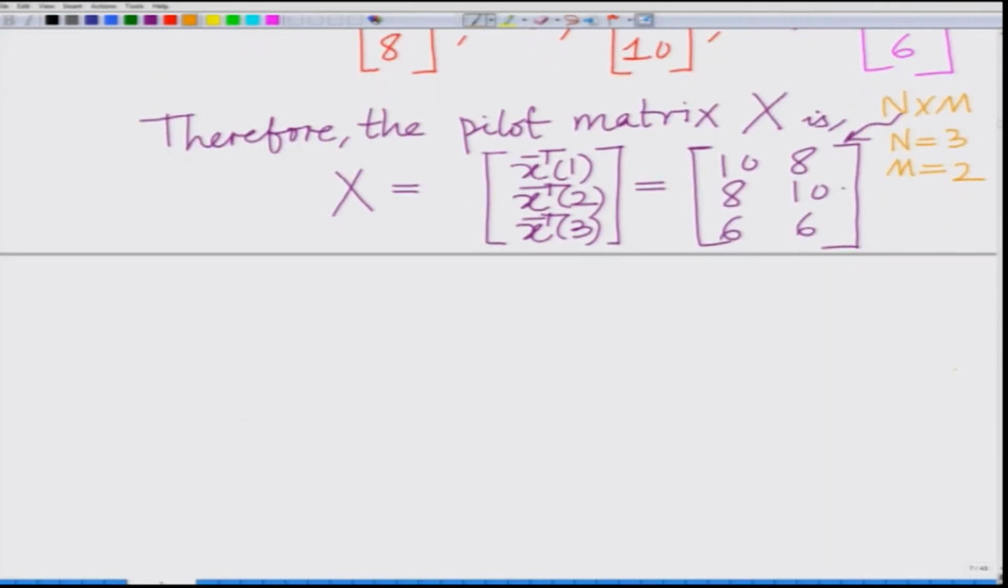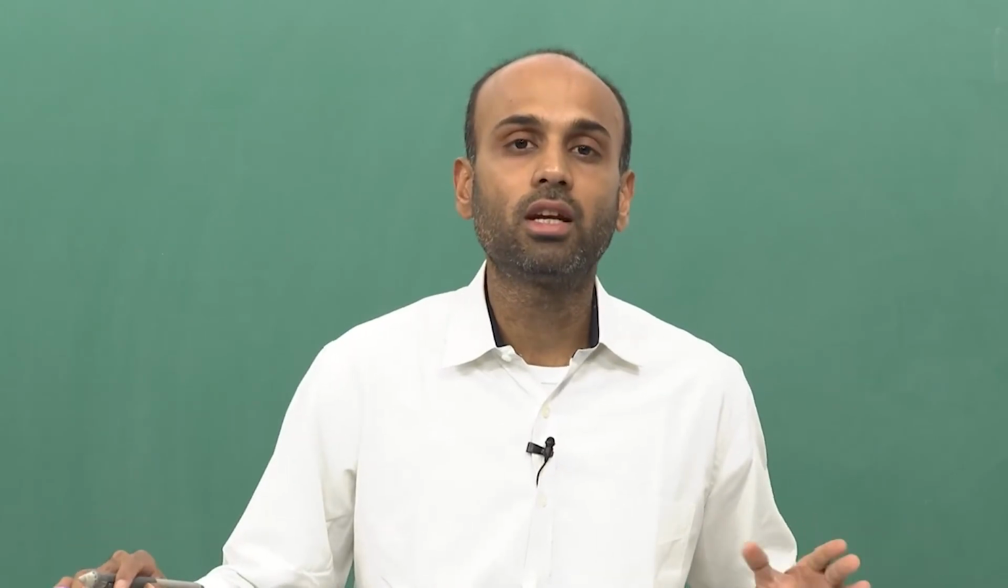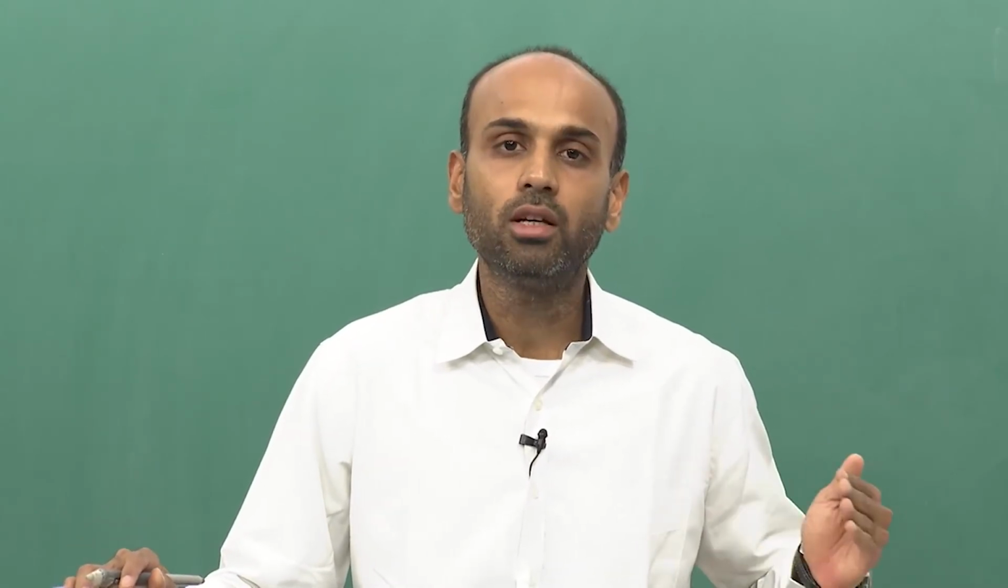So, the pilot matrix X is n cross m, that is a 3 cross 2 matrix, that is a matrix of size 3 cross 2, denoted by capital X. Okay. Now, since we have n equal to 3 transmitted pilot vectors, we will have n equal to 3 corresponding received pilot vectors.